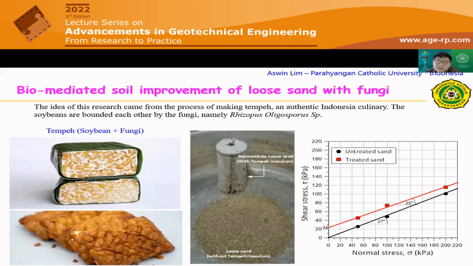The idea of this research came from the process of making tempeh, an authentic Indonesian culinary. Here, the soybeans are bound to each other by the fungi, namely Rhizopus oligosporus. As we can see here, the brown color is the soybean and the white color is the fungi. To eat this tempeh, we just simply deep fry it and it's very delicious.